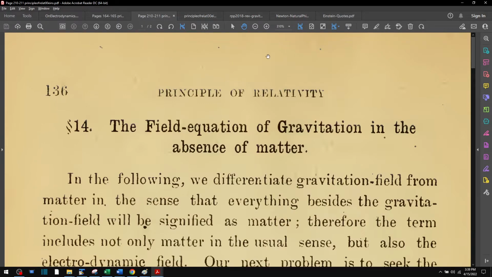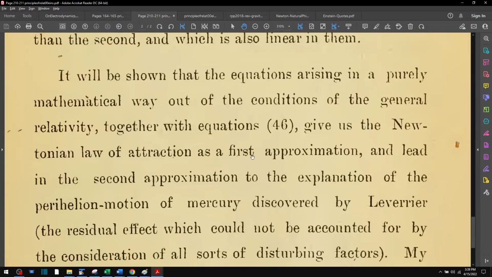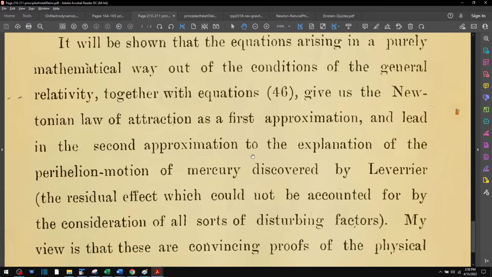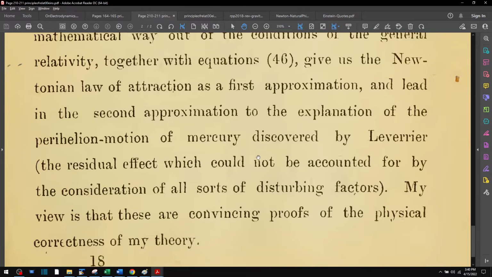This is section 14 of general relativity. Gravitation, here we go. And at the end of section 14, it will be shown that the equations arising in a purely mathematical way out of the conditions of general relativity, together with equations 46, give us the Newtonian law of attraction as the first approximation, and led in the second approximation to the explanation of the perihelion motion of Mercury, discovered by Le Verrier. I hope I said that right. The residual effect, which could not be accounted for by consideration of all sorts of disturbing factors. My view is that these are convincing proofs of the physical correctness of my theory.